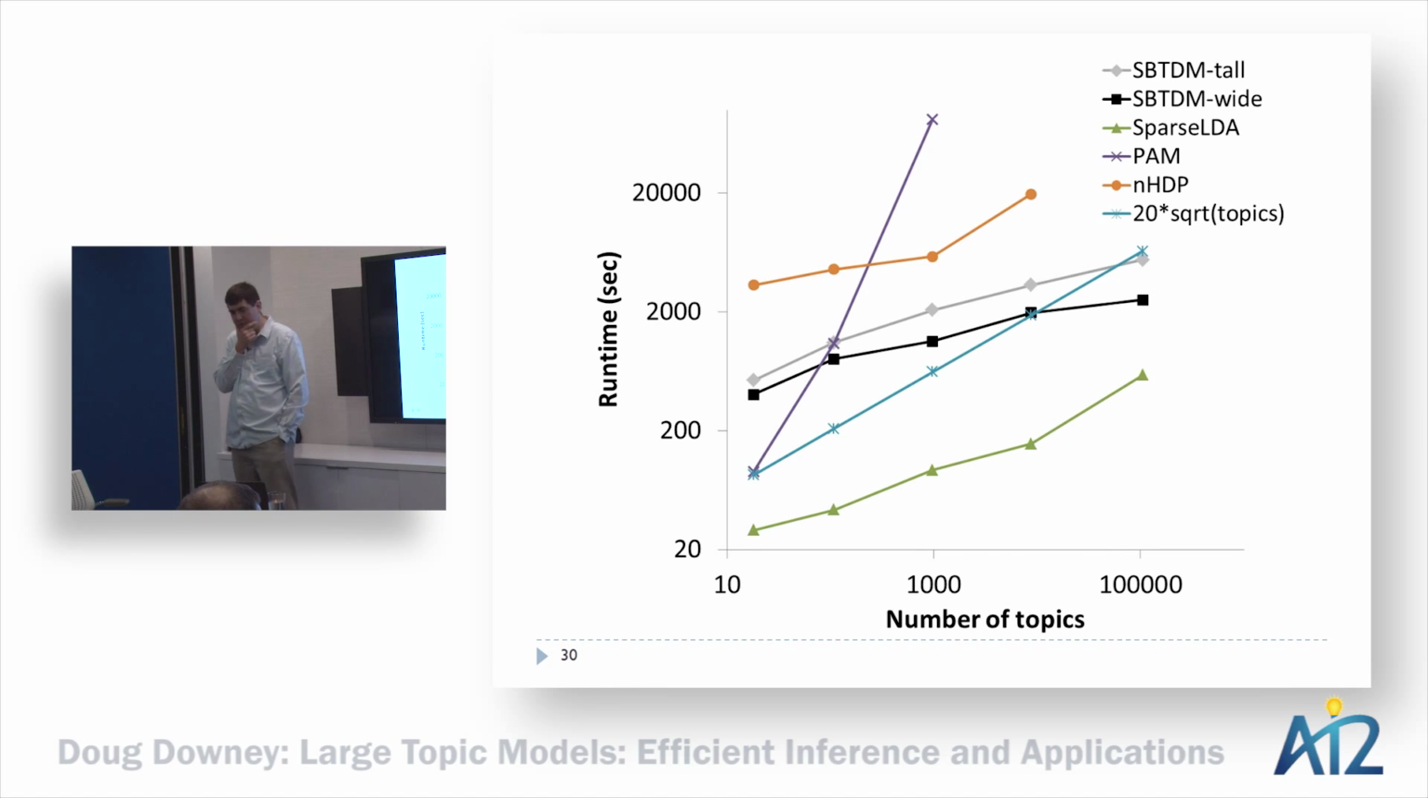All right, some experiments, and then I'll show you guys an application, and then we'll be done. So here's our results showing that it scales, right? We're plotting runtime versus the size of the model in terms of number of topics. And our goal was to make this thing scale as the number of topics got large. And it does, right?